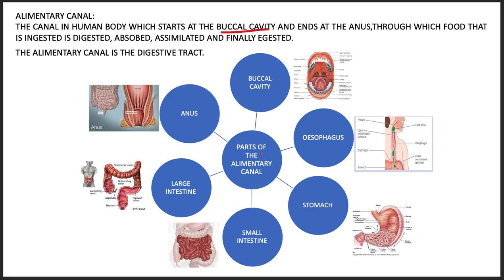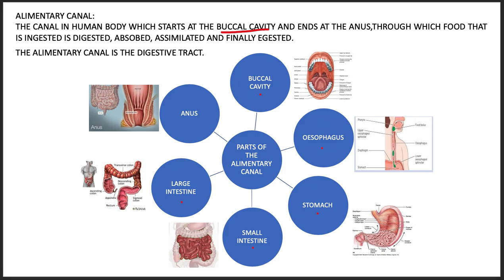So here we have the parts of the alimentary canal. The first part is the buccal cavity. The buccal cavity is nothing but the mouth. Mouth is known as the buccal cavity. Then we have the esophagus. The esophagus is nothing but the food pipe. It's the pipe through which the food passes. Then we have the stomach. I'm sure all of you know about the stomach. Then we have the small intestine. This highlighted part over here is the small intestine. Then we have the large intestine.